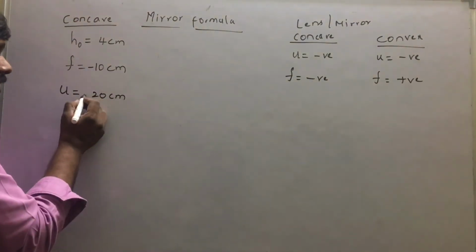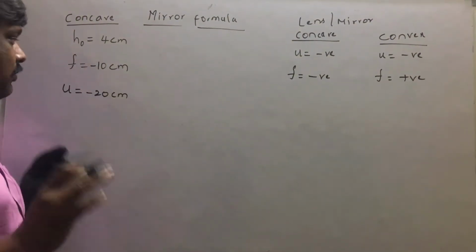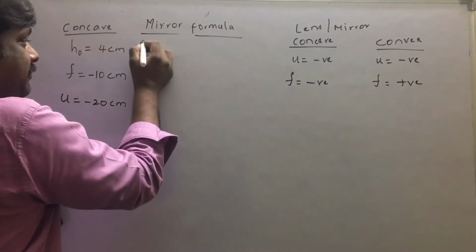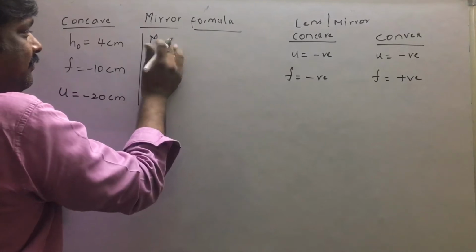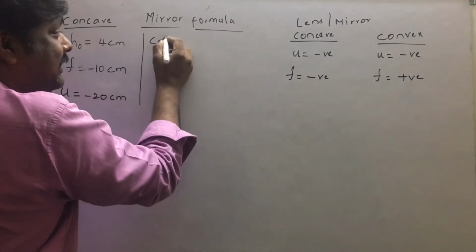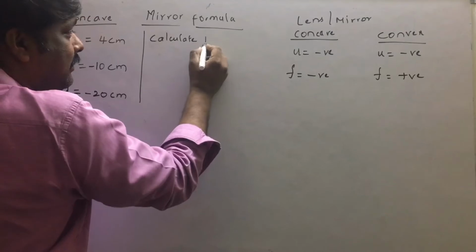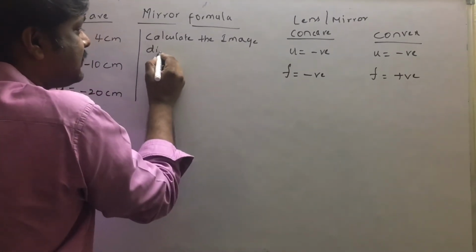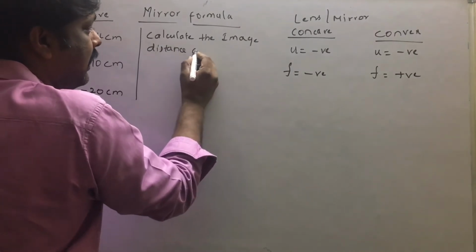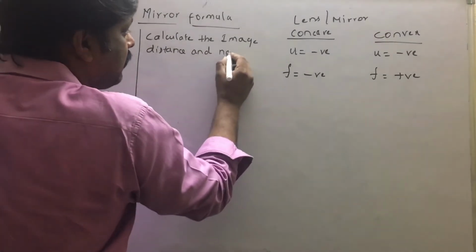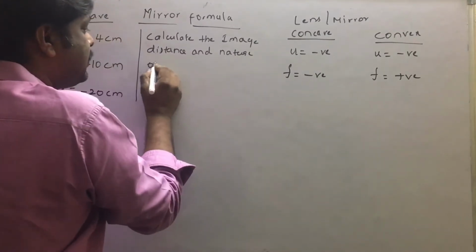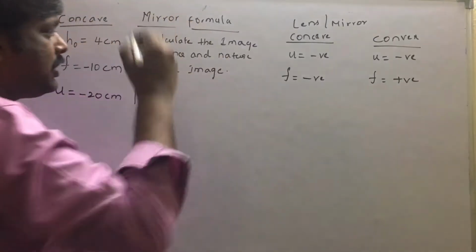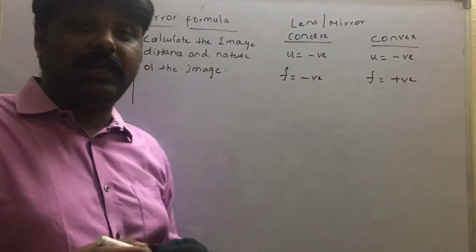That means u is minus 20 centimeters. Now we got it? Yes, we are asked to find or calculate the image distance and nature of the image. Now first of all, let us find the image distance.